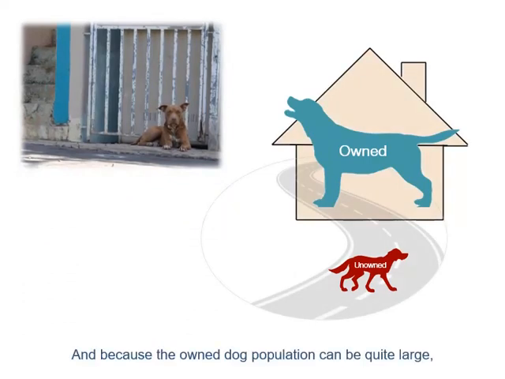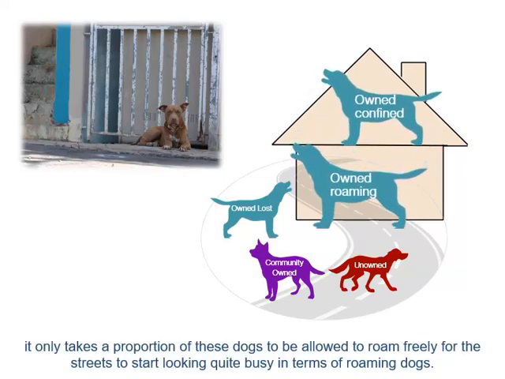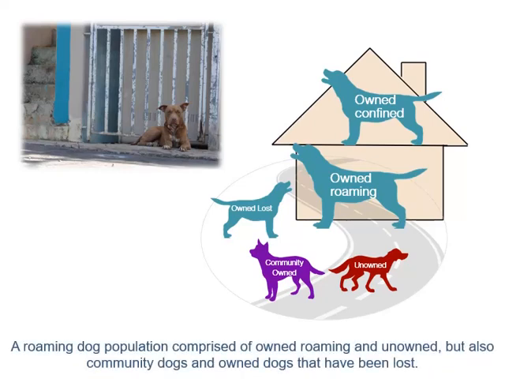And because the owned dog population can be quite large, it only takes a proportion of these dogs to be allowed to roam freely for the streets to start looking quite busy in terms of roaming dogs. A roaming dog population comprised of owned roaming and unowned, but also community dogs and owned dogs that have been lost.